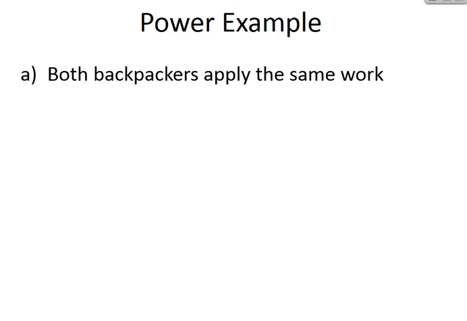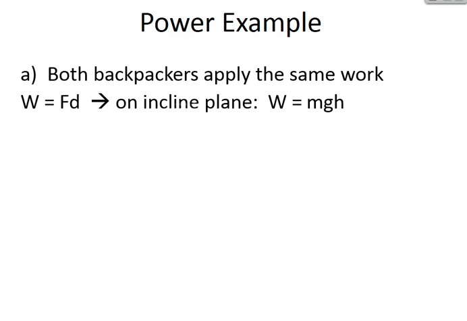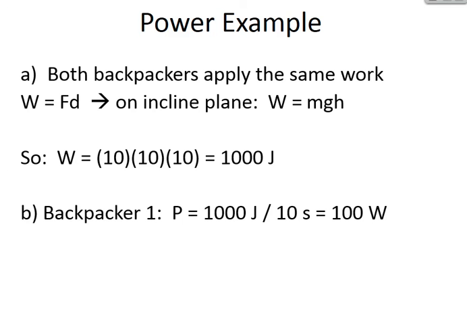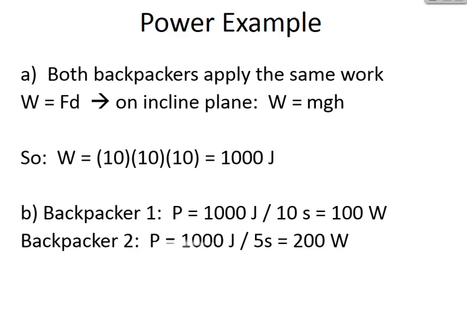So both backpackers apply the same amount of work on the backpack. They both have the same height they're covering. It ends up being 10 times 10 times 10 based on the math. In terms of power, I would then divide that 1,000 joules by 10 seconds. So one backpacker does 100 watts of work, while the other one is doing 200 watts of work. Clearly double because they're doing it in half the time.